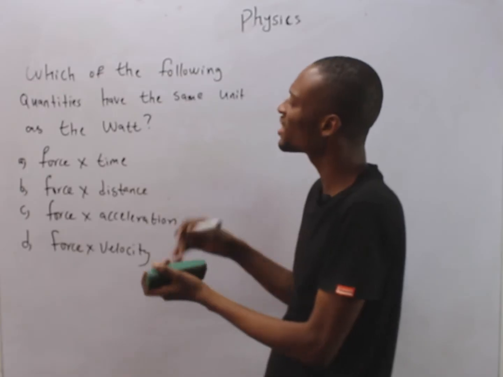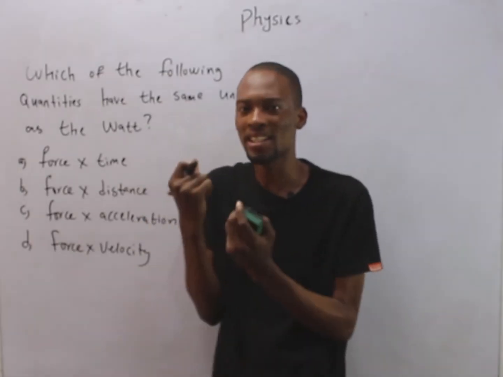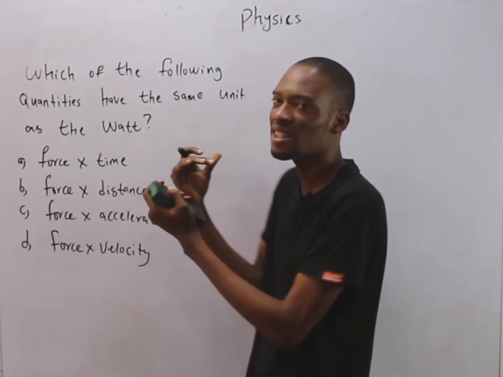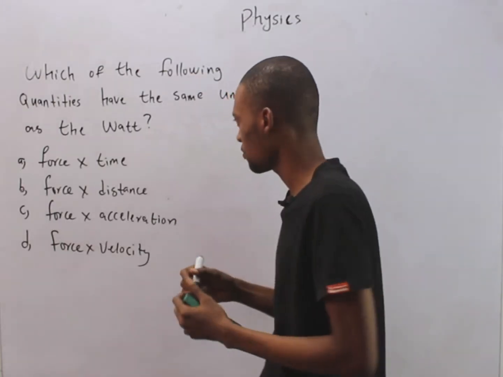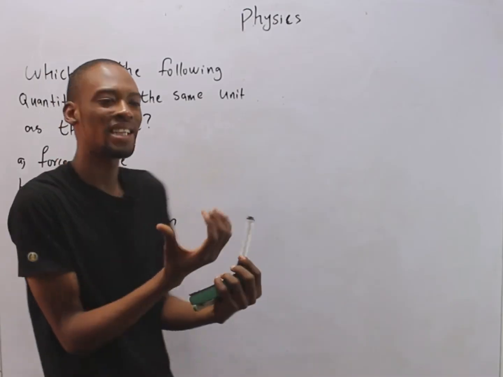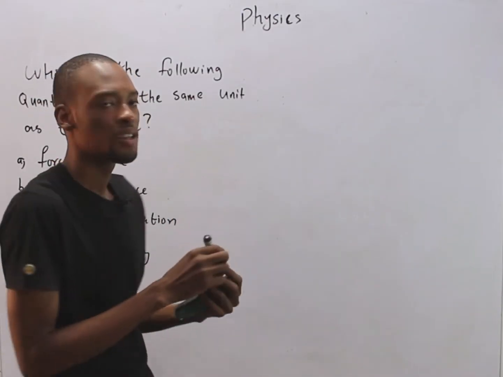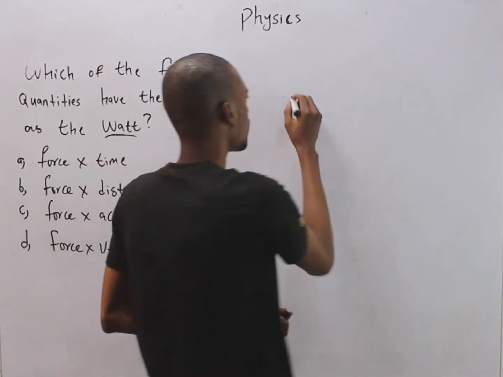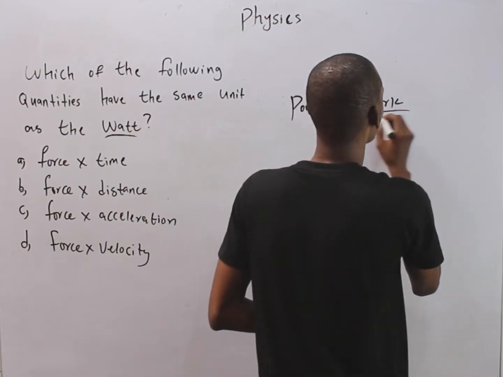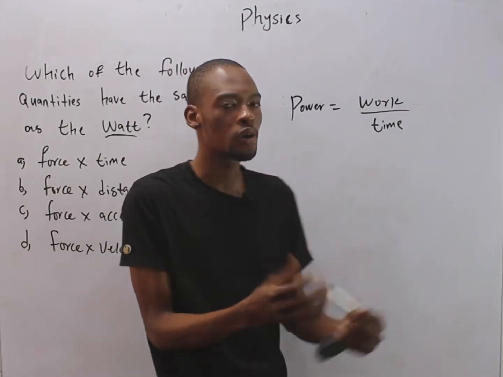Which of the following quantities have the same unit as the watt? Now, when you see watt, something comes to mind: power. The unit of power is watt. And what is power? Power is equal to work over time. It is the time rate of doing work.